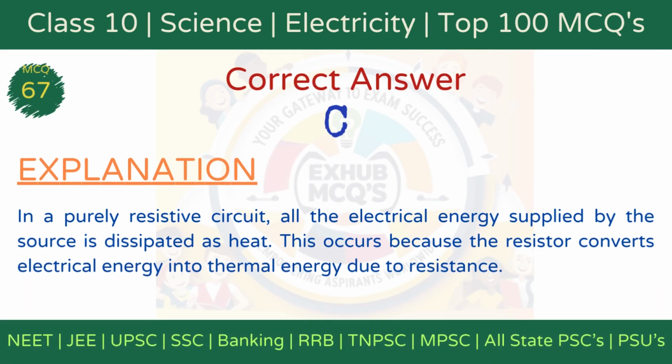The correct answer is option C, as heat. Explanation. In a purely resistive circuit, all electrical energy is converted into heat due to resistance. This is explained by Joule's law, which states heat equals current squared multiplied by resistance multiplied by time.